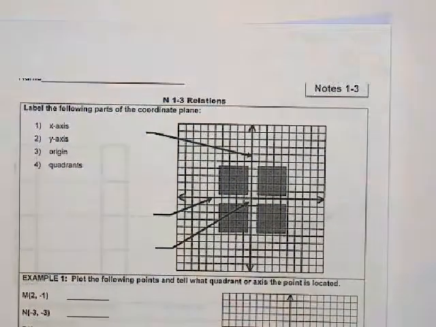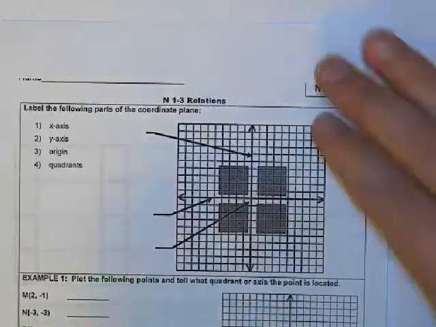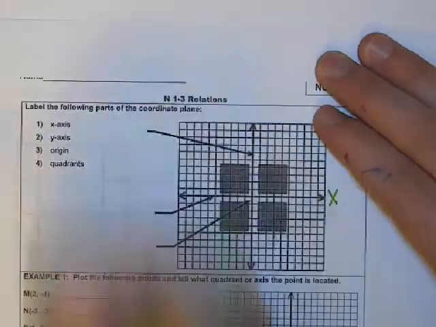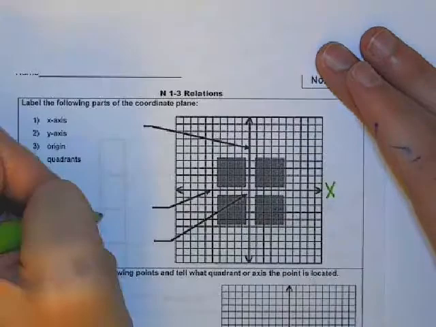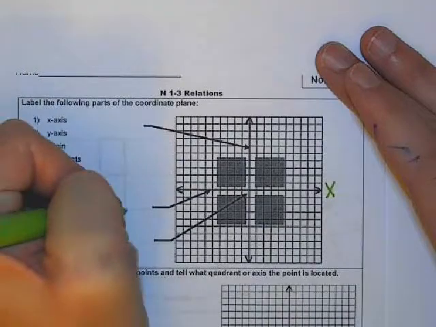First, we're going to label our graph, just to make sure we remember those vocabulary words and what they look like. Number 1 says my x-axis. Here's your x-axis, goes left to right. And I'm going to label the line that's touching it x-axis.